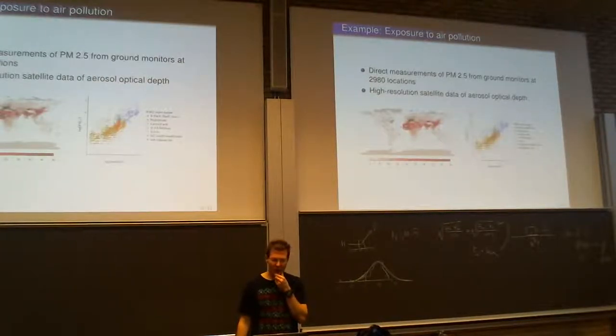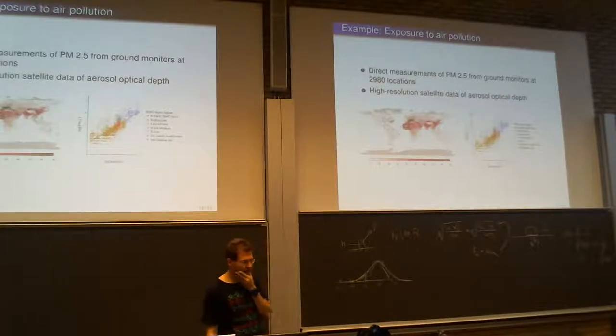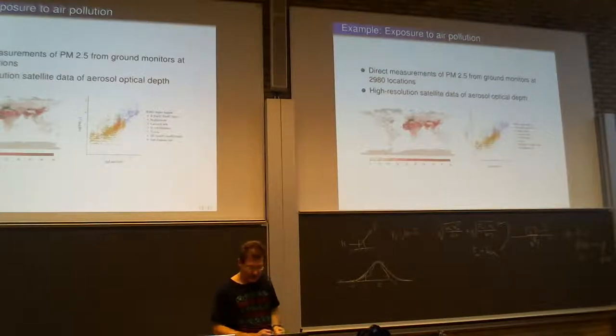So in this data there are almost 3,000 ground monitor locations, and then there's the high resolution satellite data, aerosol optical depth, and this plot here shows the log value of the satellite estimate and the log value of the ground monitor value. And we can see that they correlate.